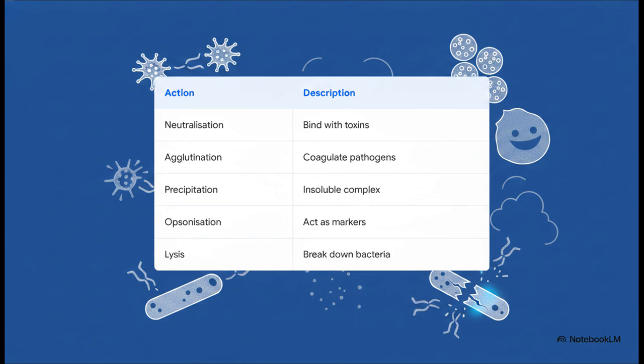First up is neutralization. This is where antibodies bind directly with bacterial toxins to neutralize them. Second is agglutination. They basically clump or coagulate the pathogens together, which makes them a massive, easy target for phagocytes to gobble up. Third is precipitation. They react with dissolved antigens to form an insoluble complex that precipitates out, again, easily caught by phagocytes. Fourth is opsonization. Antibodies act as bright chemical markers, essentially painting the target so phagocytes can easily recognize them. And fifth is lysis. Antibodies combine with antigens to literally break down and burst the bacteria apart.